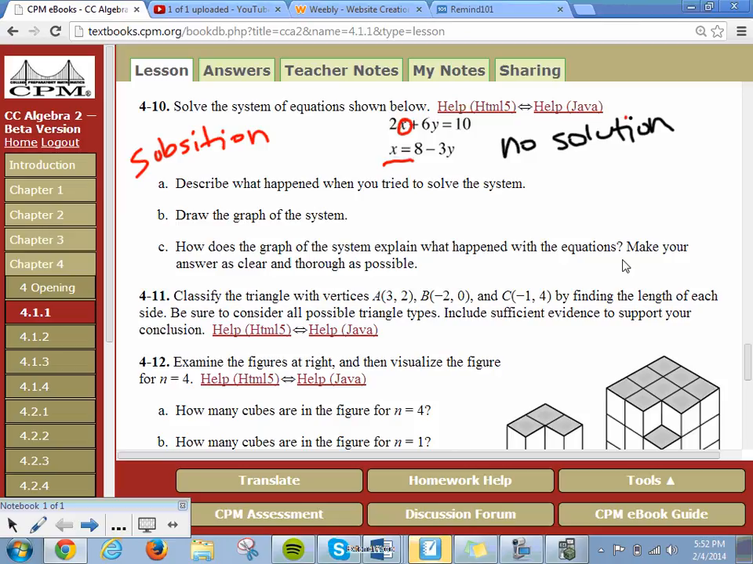All right. Looks like they have lots for us to do. It says to describe what happened when you tried to solve the system. We got a false statement that said 16 was equal to 10, therefore we have no solutions. Then it wants us to draw the graph of the system.